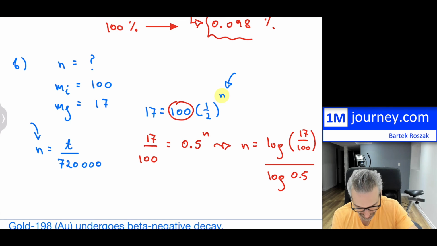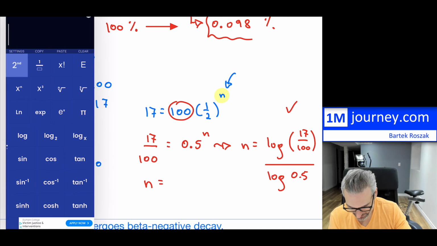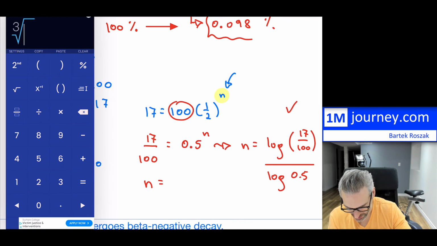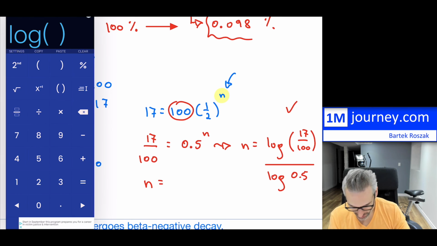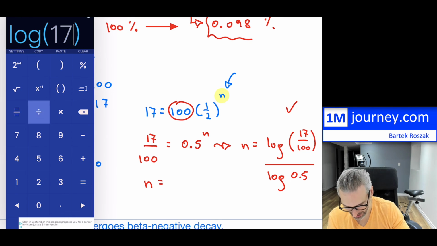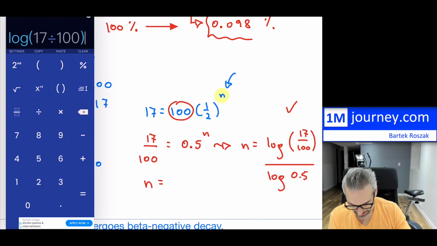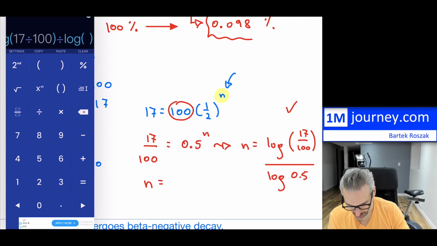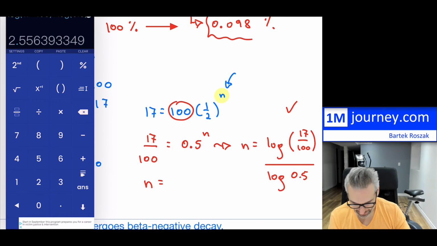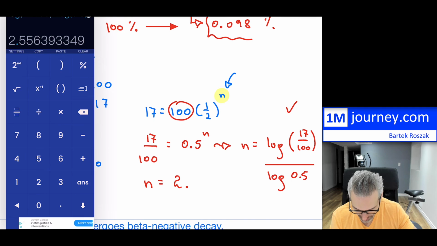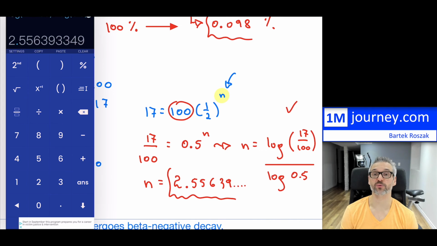Now n is equal to, so this, we will have n equals, okay, and I can plug all of this into the calculator to see. So second function, okay, so I'm going to just take in, so this is log. So log of 17/100, and then divided by log of 0.5. And that equals, so notice, 2.556, okay, 39, etc., which is exactly what we got when we were doing it. So we got 2.55 because decimals was rounding.